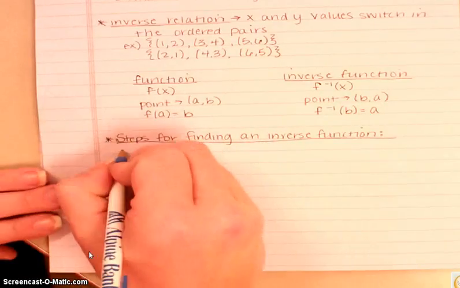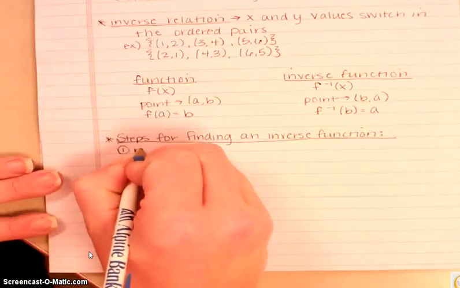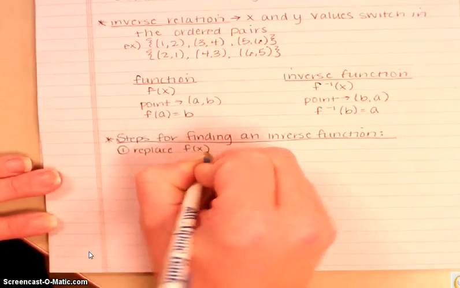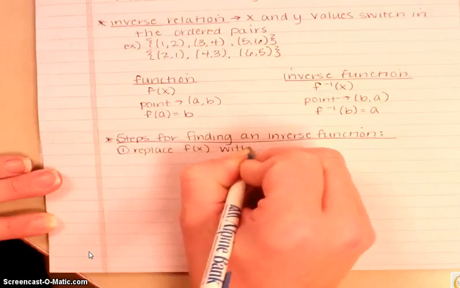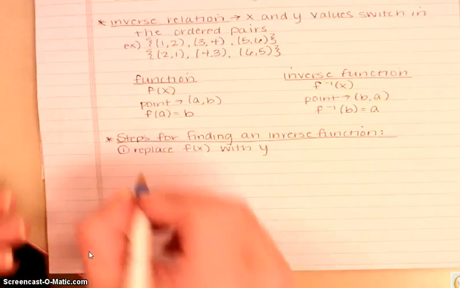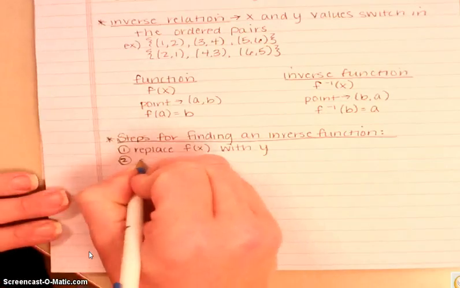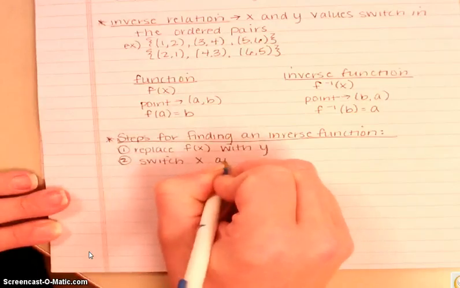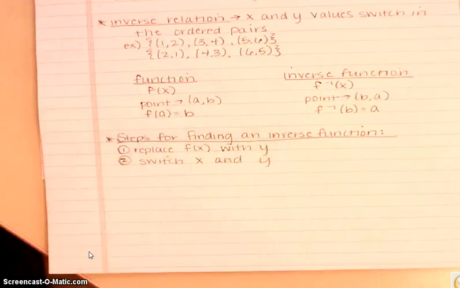So first of all, we are going to replace the f of x, that function notation, with y. So we're going to rewrite it as a y equals rather than an f of x equals. Second step, switch the x and the y. So you literally will have an x in your equation, and you're going to flip-flop that with the x and the y.